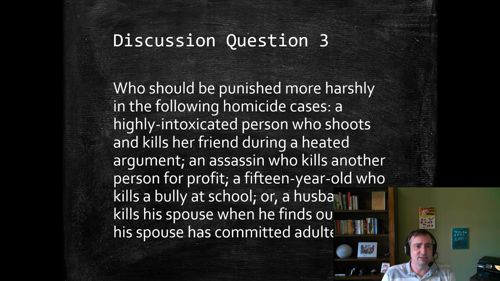Okay, our last discussion question before getting into our case here is who should be more harshly punished in the following homicide cases? A highly intoxicated person who shoots and kills her friend during a heated argument, an assassin who kills another person for profit, a 15-year-old who kills a bully at school, or a husband who kills his spouse when he finds out that his spouse has committed adultery. Now, I'm not going to walk through this one as much, but what I want to highlight here is in fact, our criminal law does distinguish between each of these, and the ones that it considers the most severe might be a little surprising to you.